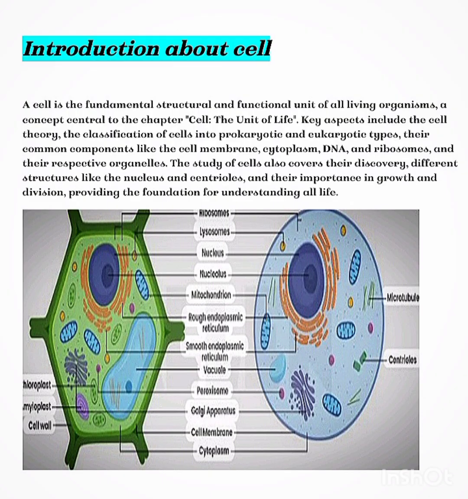Introduction about cell. A cell is the fundamental structural and functional unit of all living organisms, a concept central to the chapter Cell, the Unit of Life. Key aspects include the cell theory, the classification of cells into prokaryotic and eukaryotic types, their common components like the cell membrane, cytoplasm, DNA, and ribosomes, and their respective organelles. The study of cells also covers their discovery, different structures like the nucleus and centrioles, and their importance in growth and division, providing the foundation for understanding all life.